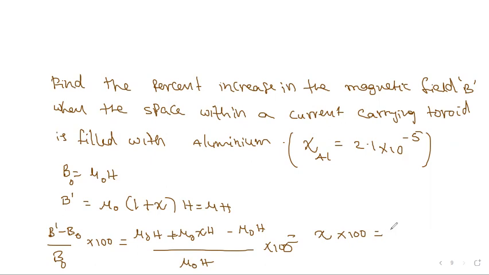The chi value, the susceptibility value, was given. What is that? 2.1 into 10 power minus 5 into 100. And finally this is 2.1 into 10 power minus 3. The percentage increase will be 2.1 into 10 power minus 3. That is the answer.